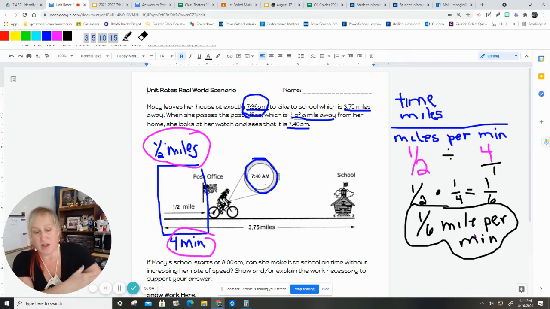So we've already figured out how fast she's going. But now I need to go figure out how far she's got to go and if she's going to make it there. I want you guys to discuss at your tables or think about it yourself and then come back.